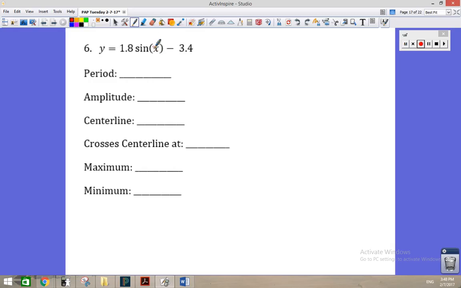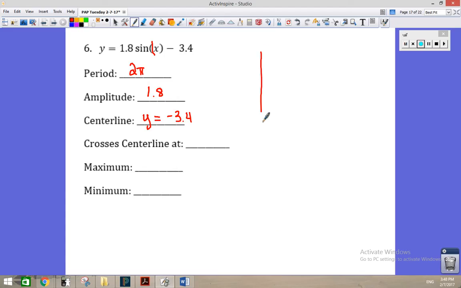For number 6, the coefficient in front of x is 1. It's a sine curve. If it's sine or cosine and that coefficient's 1, the period is going to be 2 pi. The amplitude is the multiplier out in front. Both of these numbers are always going to be positive because they're distances. My center line is an equation. It's a horizontal line for the sine and cosine, and it's always what I'm adding or subtracting. In this case, negative 3.4.